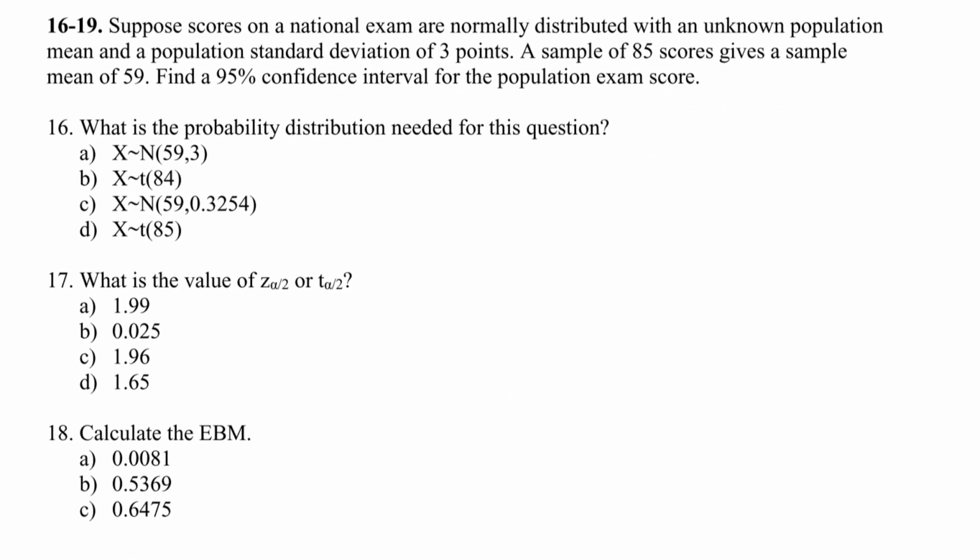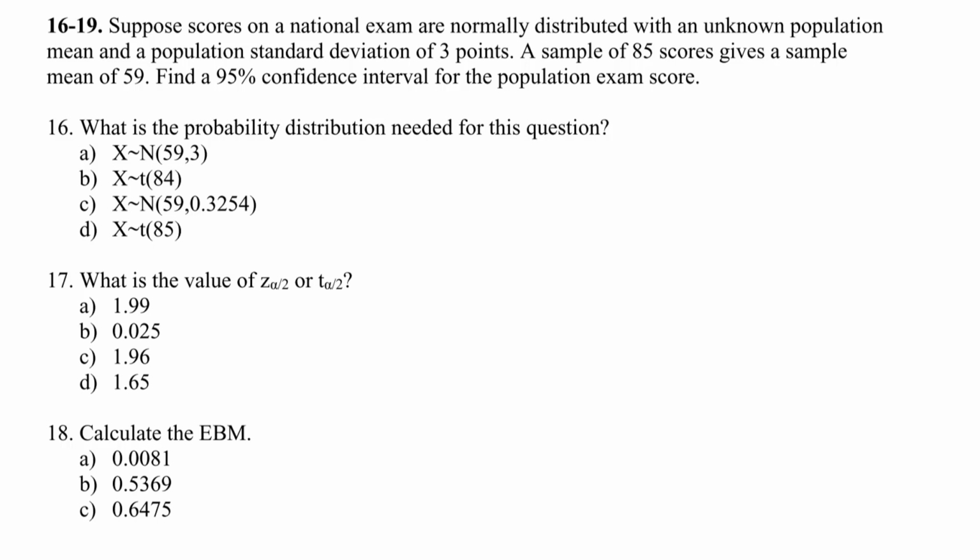Okay, so suppose scores on a national exam are normally distributed. We don't know the population mean. We have a standard deviation of 3 points. We sample 85 scores, and it gives us a mean of 59. Find a 95% confidence interval for the exam.